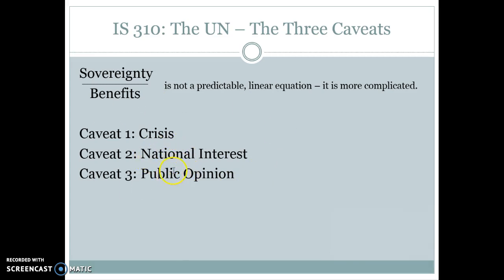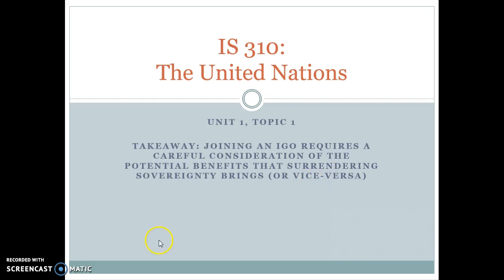I would hope that these are the kind of things that you throw into your additional thoughts on your reading notes or lecture notes. But sovereignty over benefits is not a linear, predictable equation because of those three caveats.